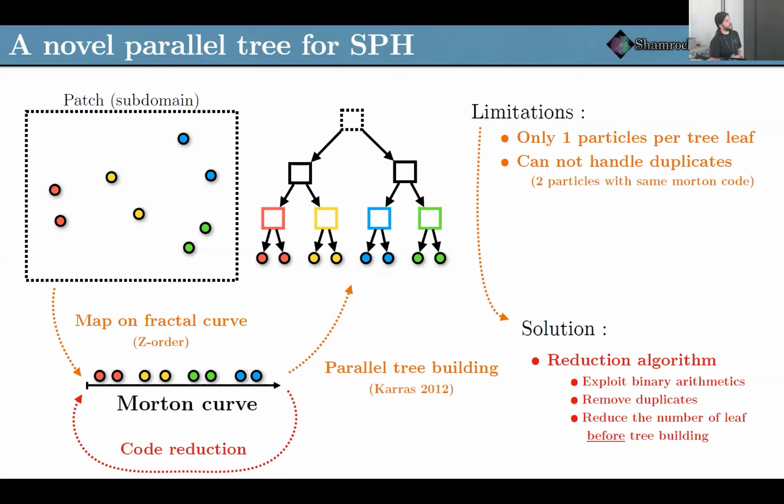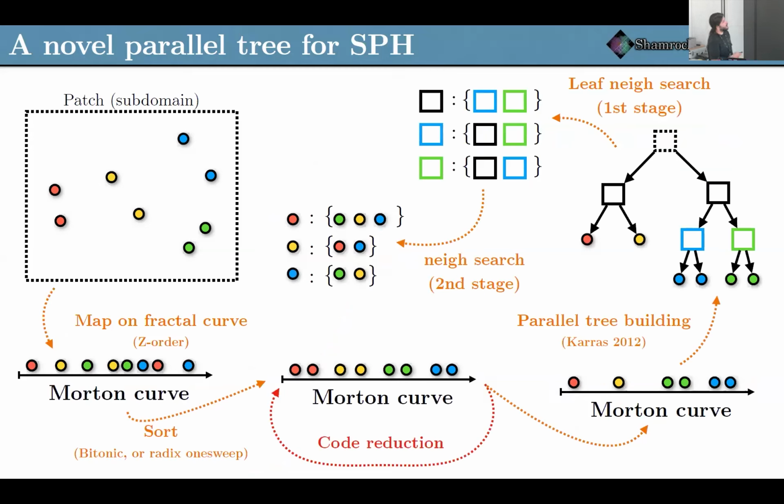Also, the Karras algorithm cannot handle duplicates in the Morton codes. And since getting from the actual position in the subdomain to a Morton curve involves a conversion to integers, you could have conflicts. So instead, we are using a reduction algorithm that exploits the binary arithmetic of Morton codes to remove duplicates and reduce the number of leaves before the actual tree building. It looks something like this. First off, as usual, we convert the position to the position on the Morton curve. Then we sort the Morton codes, do multiple passes of reduction until we get the codes that will generate the tree with some missing leaves, and then do the parallelized tree building.